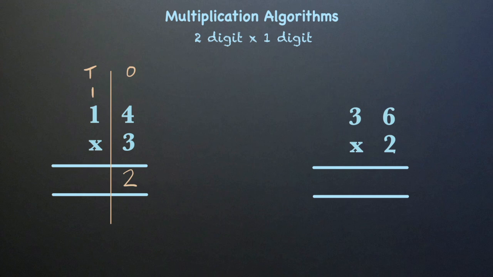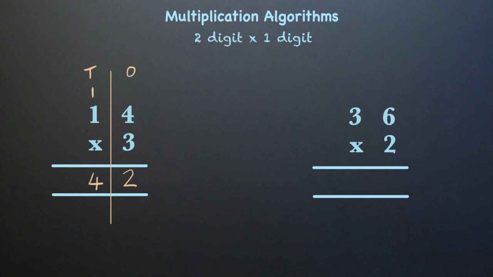So 1 times 3 is 3. And we need to add it to that 1 there. So 3 plus 1 is 4. So we've now got 4 tens. So write the 4 down the bottom like that. And then that makes our answer. So 14 multiplied by 3 is 42.